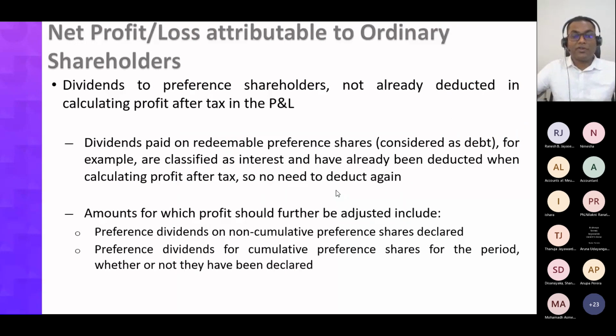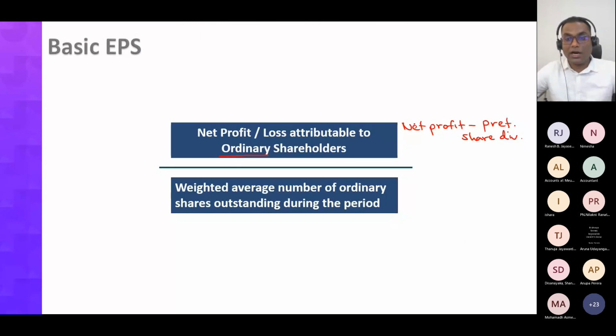But if it is otherwise, let's say there can be preference shares which don't have any redemption date. So there's no contractual obligation. Those preference shares are classified as equity. If it is equity, the dividends that you pay, you show in the statement of changes in equity. So to get the profit attributable to ordinary shareholders, after deriving the net profit, you need to deduct the preference share dividend separately. Right? You have to deduct the preference share dividend separately.